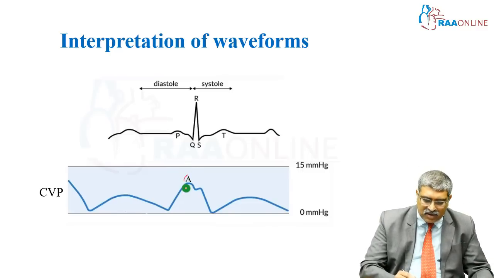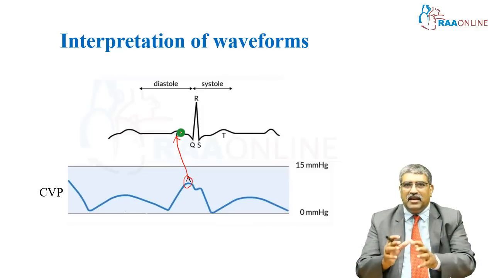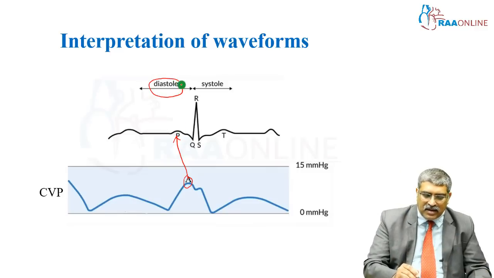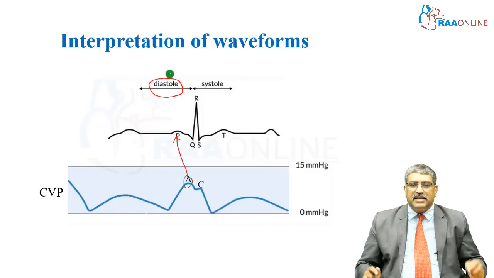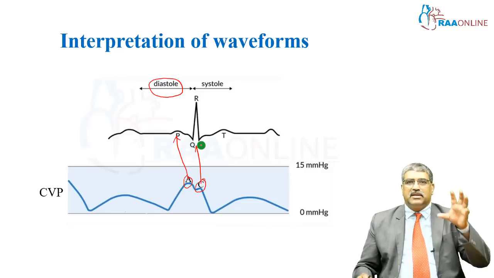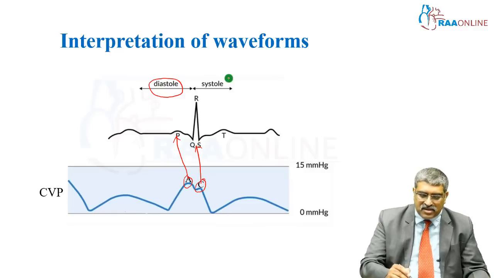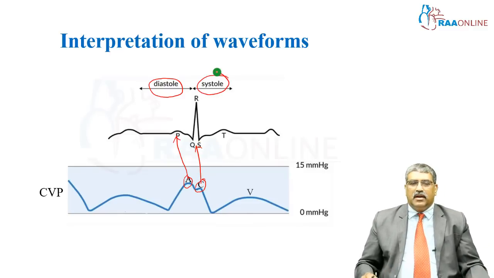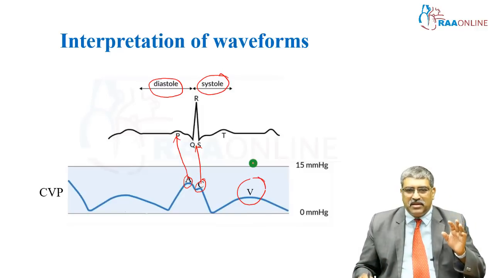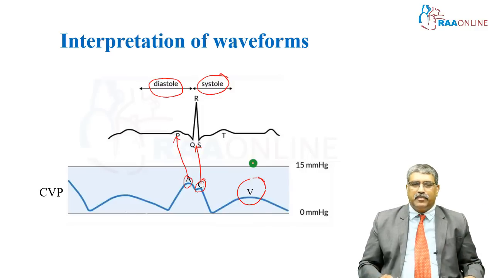A is atrial contraction, which correlates with the P wave. After the P wave, there is a slight delay, which shows in the CVP as an atrial contraction, and it is a diastolic event. Next comes the C wave, which happens with the ventricular contraction, that is after the QRS complex, and this is a systolic event. Next is the venous filling, which again happens in the systole. Here the volume comes into the right atrium.